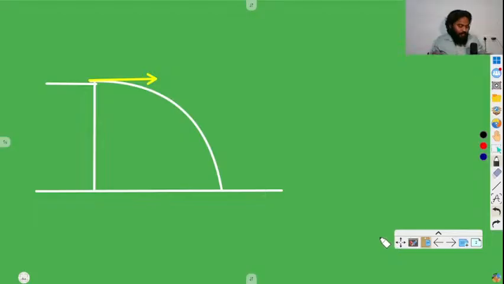Yeah, guys, in this video we are going to discuss oblique projectile motion from a certain height. Previously we learned about projectile motion, and we have discussed a lot of concepts based on it, even at advanced level. So now let us discuss the projectile from a certain height.